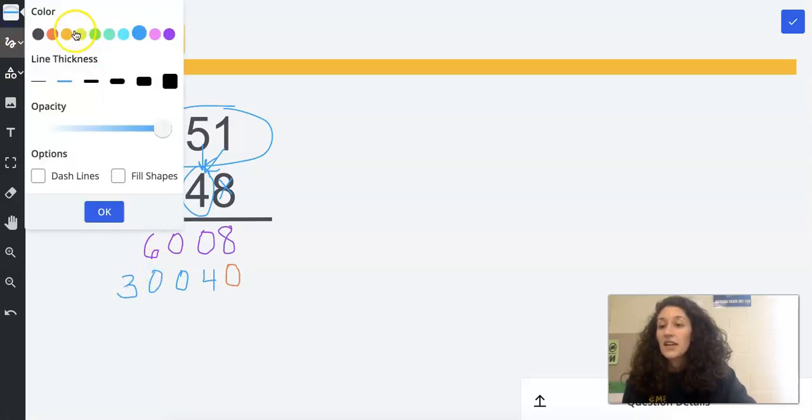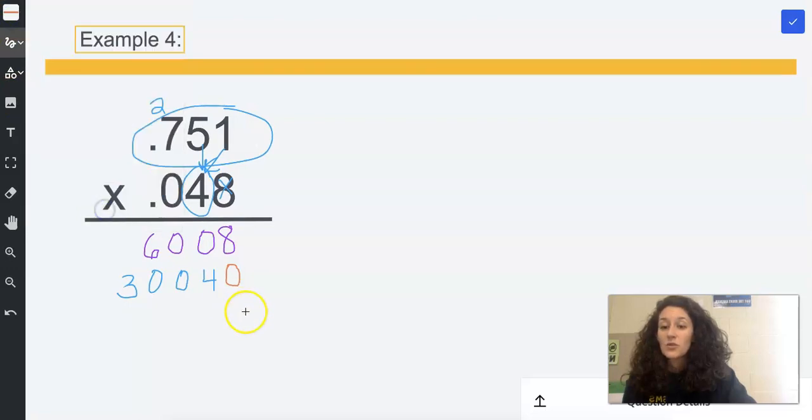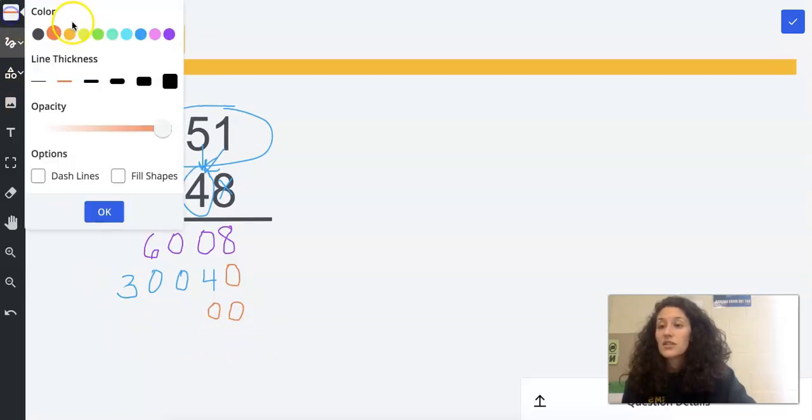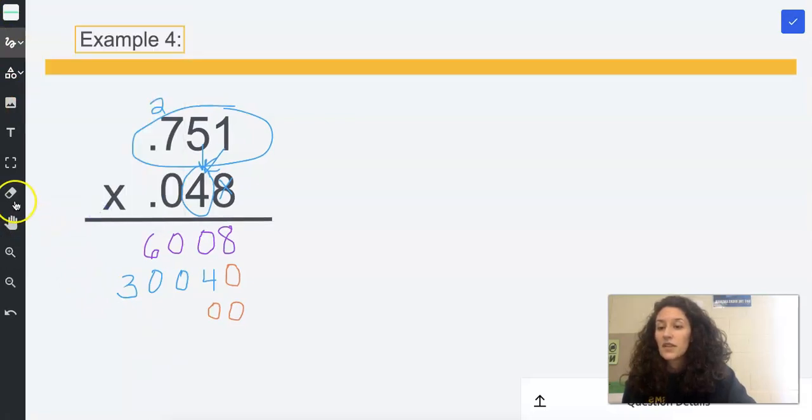And then on the next line, I need to place 2 placeholders. So I'll have 2 zeros on the next line. If we had another line, there'd be 3 placeholders. Now I'm going to select a different color, erase this work.